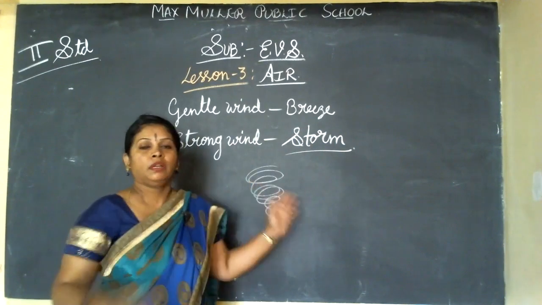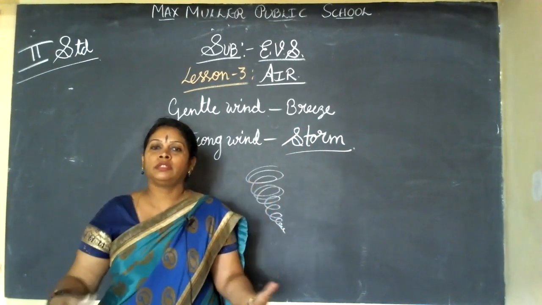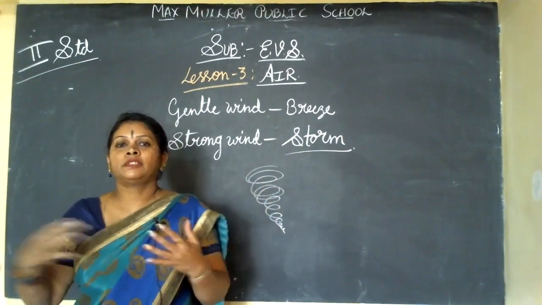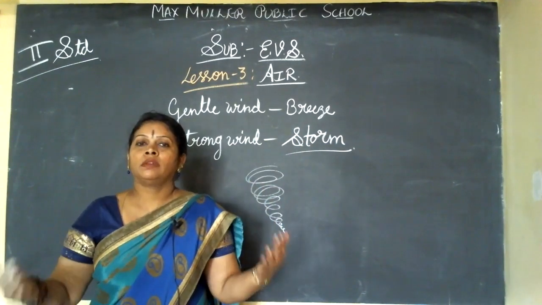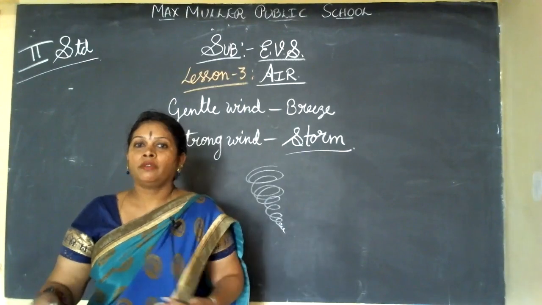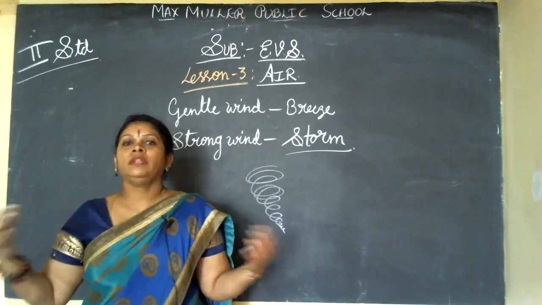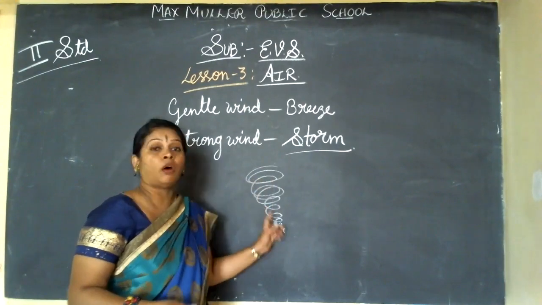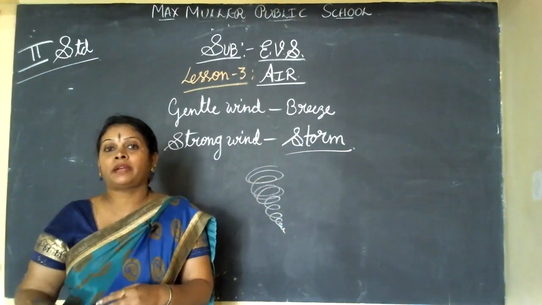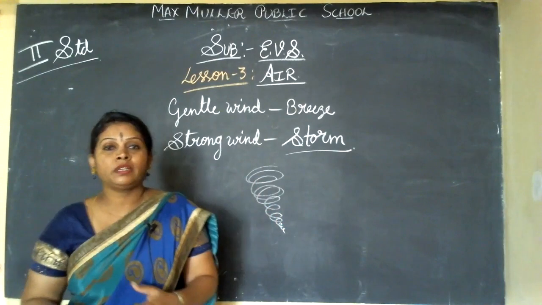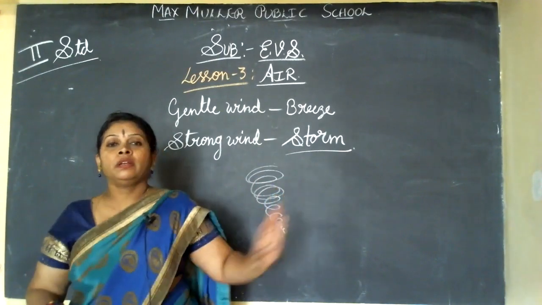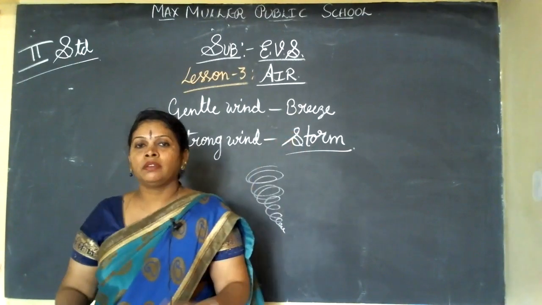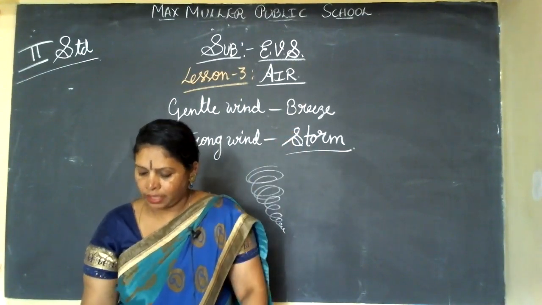It will come rounding, and whatever things are there, it will spoil the trees, plants, crops, and some huts, that is the houses, whatever is there surrounding, it will pull towards it, and it will start rounding. It comes in a rounding pattern. So that is very dangerous. A storm will spoil everything. So these are the two types you have studied in air.